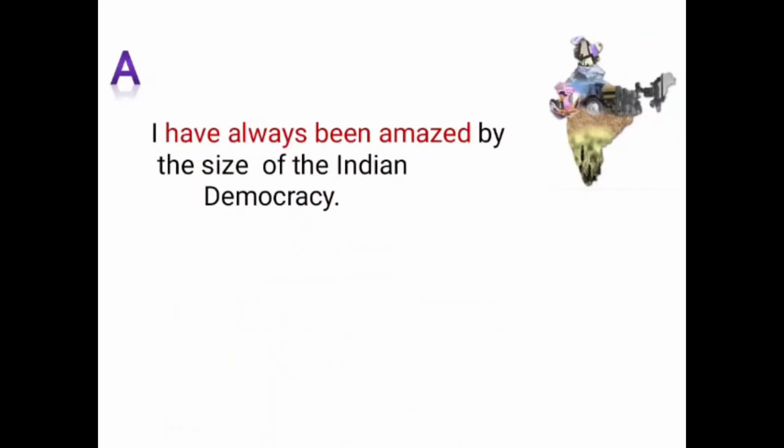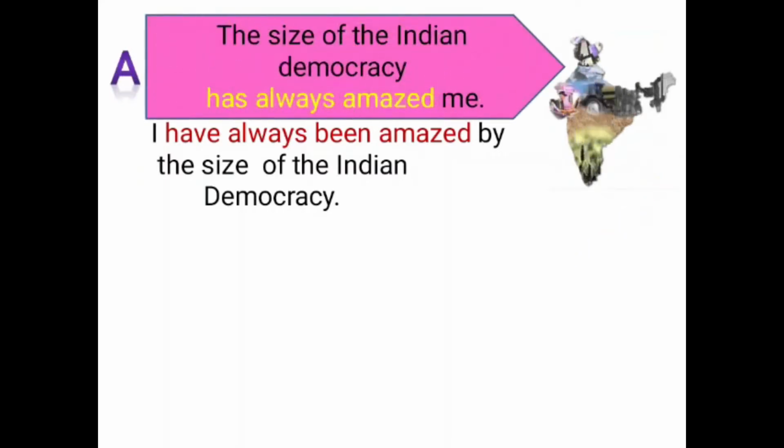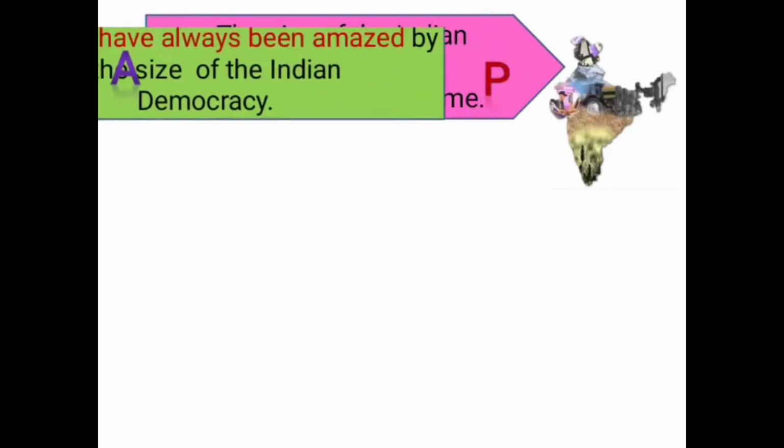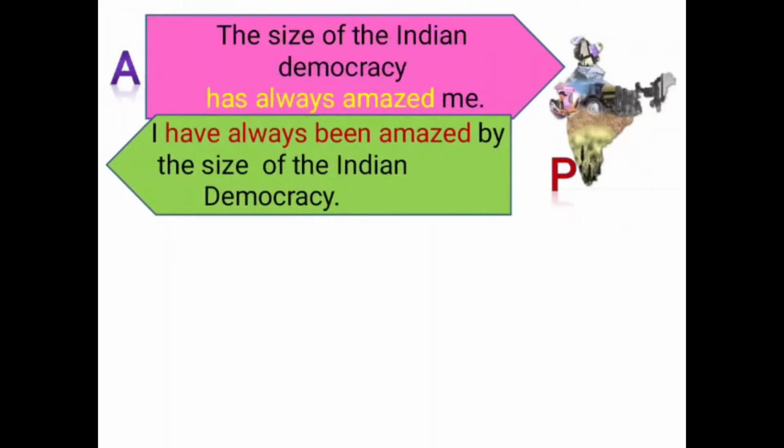Now we have an example of a sentence in passive voice, that is, I have always been amazed by the size of the Indian democracy. This sentence in active voice would be, the size of the Indian democracy has always amazed me. So according to the rules, has amazed changes to have been amazed. Okay. So as me changes to I, therefore have instead of has. So, I have always been amazed by the size of the Indian democracy. So following the same rule, we can change an active voice to passive voice and the passive voice to active voice. We only need to understand the form of the active verb and the passive verb.